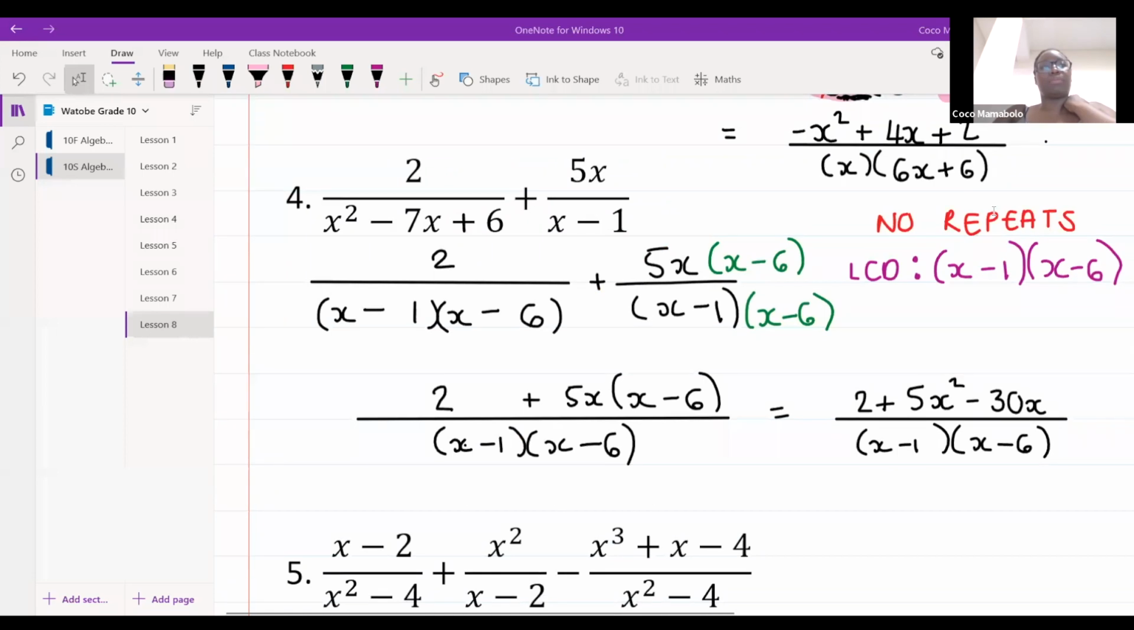Ma'am, here in the answer, where did you get the 30x? The 30x, I will explain just now. So what I did was I took this, I went 5x times x, and that gave me 5x squared. And then what is 5x times negative 6? Negative 30x. Yes, 5x times negative 6 is negative 30x. Oh, okay, okay.